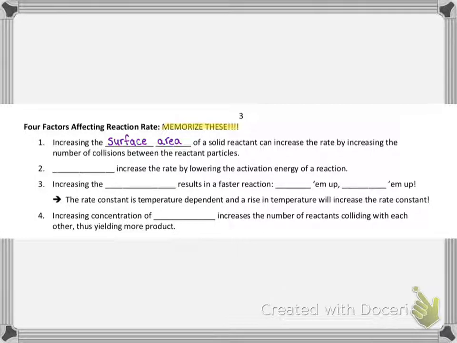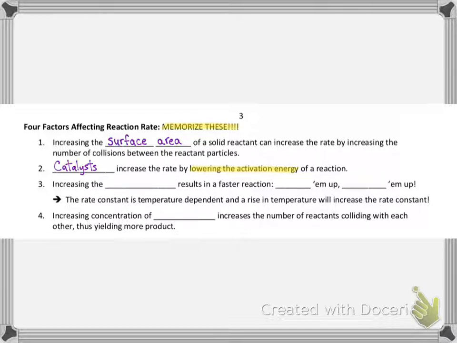You also can increase the rate of reaction by adding a catalyst. Catalysts are basically defined as something that increases the rate of a reaction. The way they do this is by offering an alternate pathway, which will lower the activation energy of a reaction. We're going to talk a lot more about that later, but for now I just wanted to throw that word out there. Yes, catalysts will increase the rate.